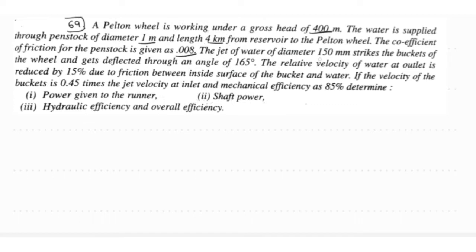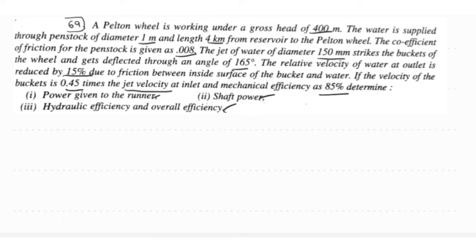A jet of water of diameter 150 mm strikes the buckets of the wheel and gets deflected through an angle of 165 degree. The relative velocity of water at the outlet is reduced by 15% due to the friction between inside surface of bucket and water. If the velocity of the bucket is 0.45 times the jet velocity at inlet and mechanical efficiency is 85%, determine runner power, shaft power, hydraulic efficiency and overall efficiency. So this is the question.